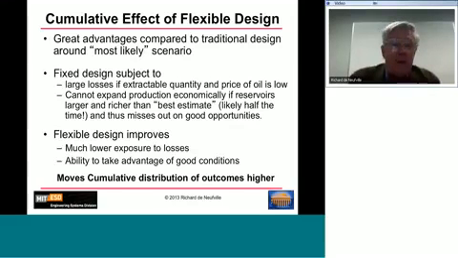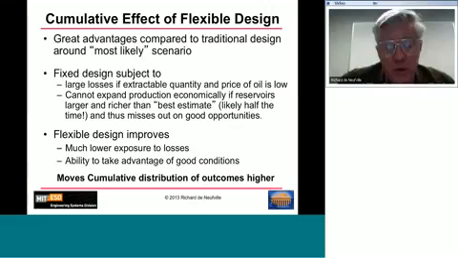And on the other hand, the fixed design cannot easily take advantage of better opportunities if the reservoirs are larger and more productive than their best estimate. And on the contrary, the flexible design improves because it has much lower exposure to losses, and the ability to take advantage of the good situations. So it moves the cumulative distributions of outcomes much higher.